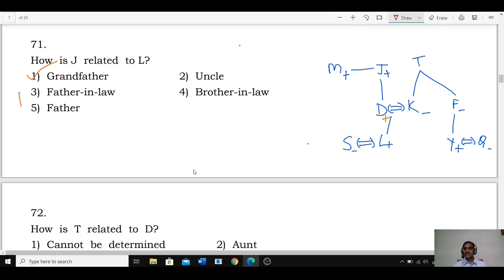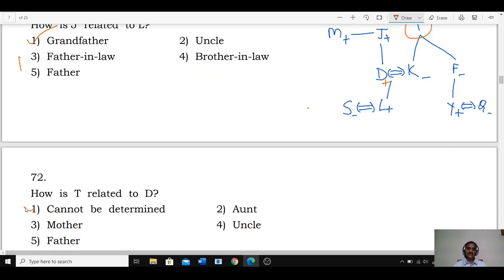How is T related to D? Now the gender of this T is not known. T could be either male or female, isn't it? Now if T is a male, father-in-law. If T is a female, mother-in-law. It can be mother-in-law or father-in-law. Hence cannot be determined, that is choice 1, 72.